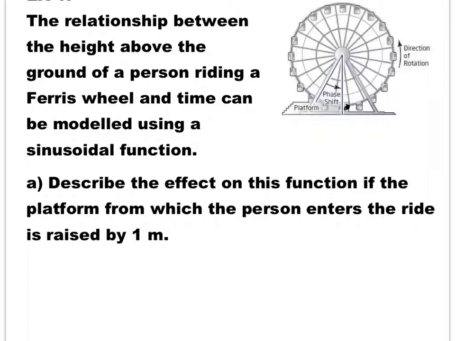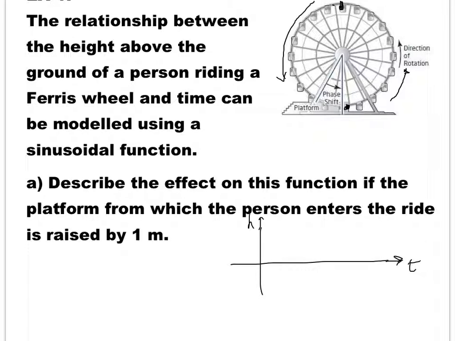the Ferris wheel turns counterclockwise. It reaches a maximum here. Then as time passes, the height decreases. So our graph, without raising the platform, looks like the following.